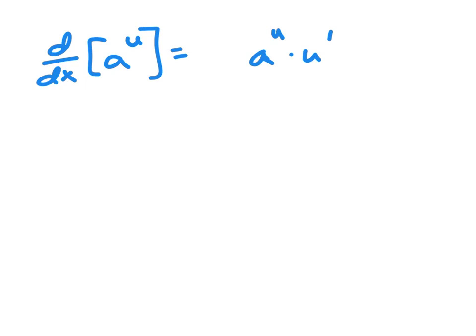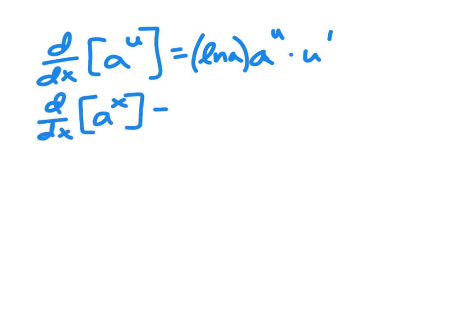The only difference is, because I'm dealing with a base other than e, now I have to actually put that into this formula. And so in front, you're going to multiply by the natural log of the base, which is a. So you have ln a times a to the u times u prime, which means if I had just a to the x, then I would have natural log of a times a to the x times the derivative of x, which is just 1, and I don't have to write that, of course. So here's an example of this one.